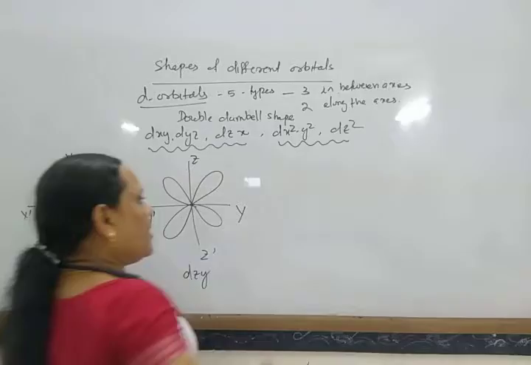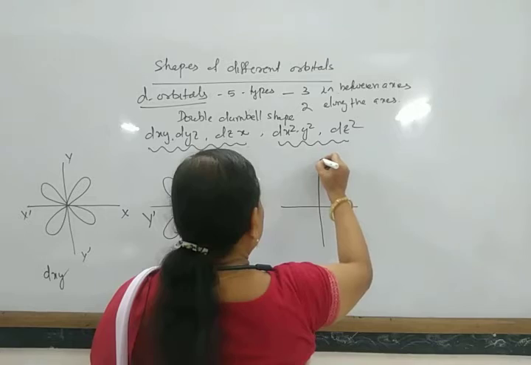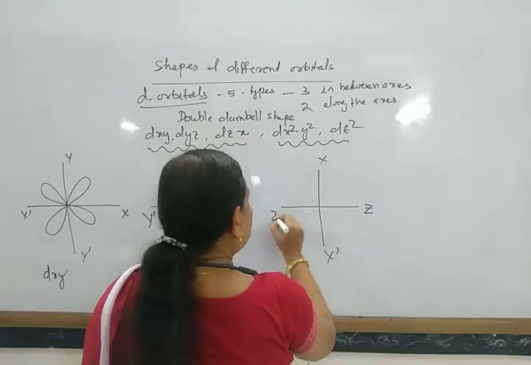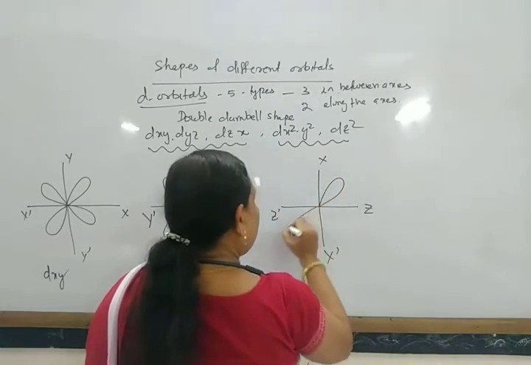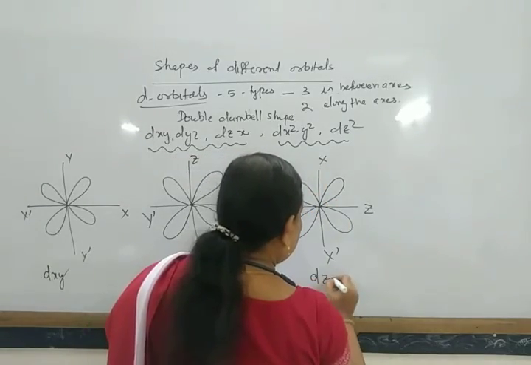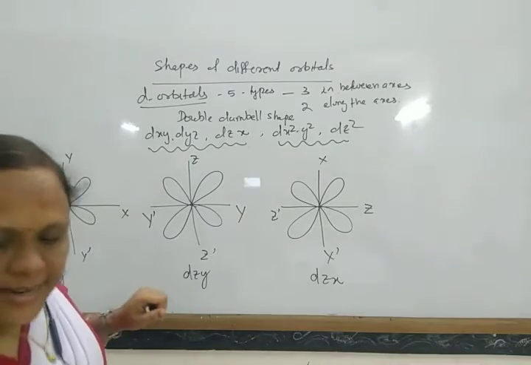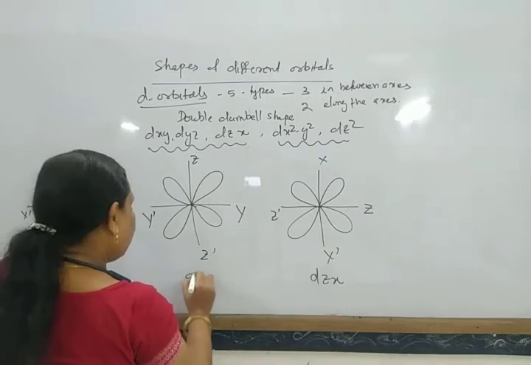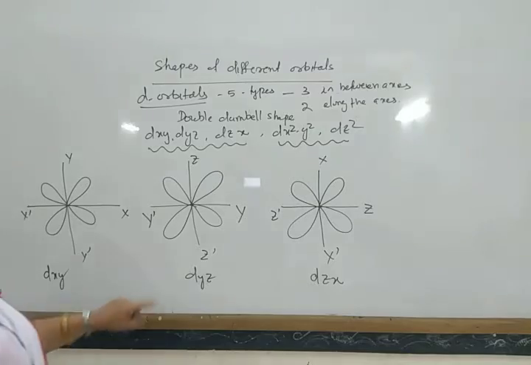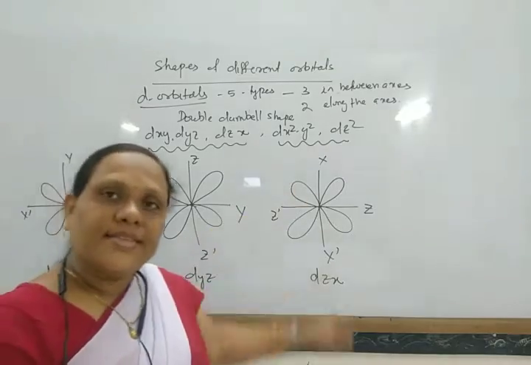Similarly, the orbitals which remain in the xz plane or zx plane, that is dzx, dxy, dyz and dzx. So these three orbitals remain in planes: the xy plane, yz plane and zx plane.